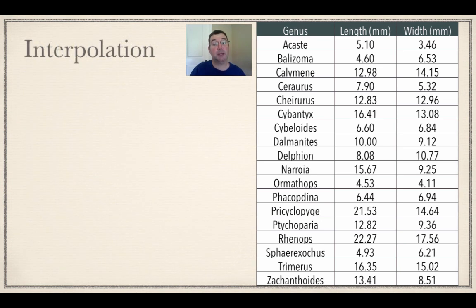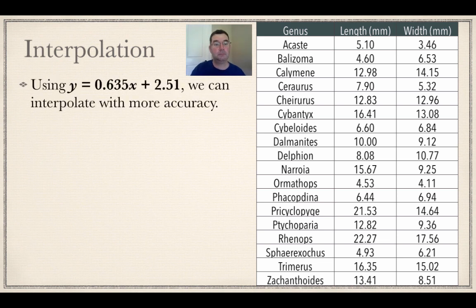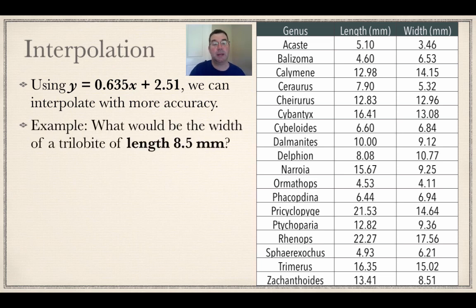So we talk about interpolation, talking about any combinations of length and width that aren't in the chart. So if I use that, I can find those x's and y's depending on what I'm given. What would be the width, so that's my y, what would be the y value if the length, that's my x value, was 8.5? So I use my equation, I plug in my x of 8.5, and I solve for y. y ends up being 7.911 millimeters.